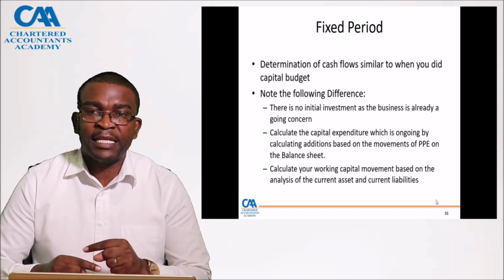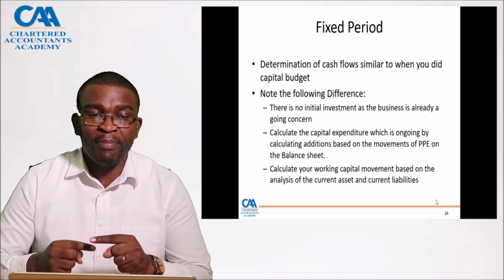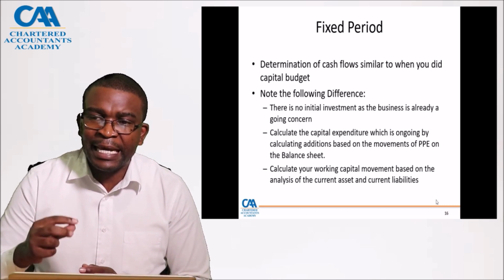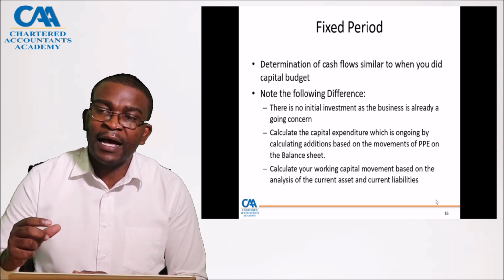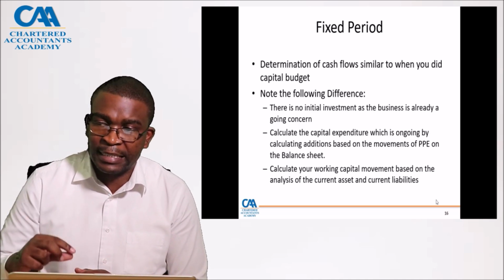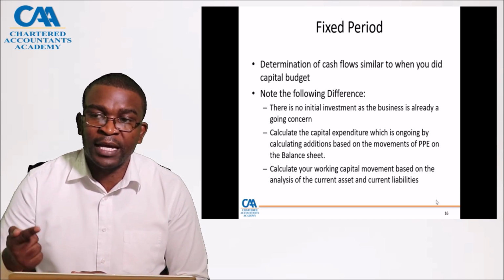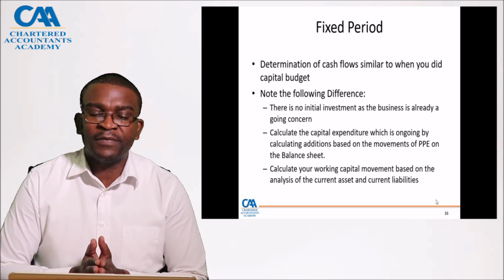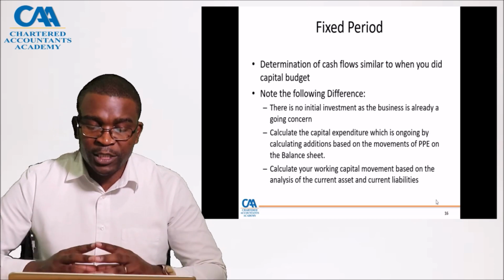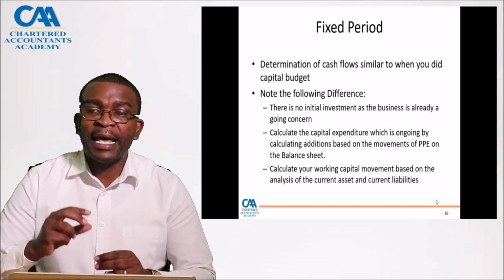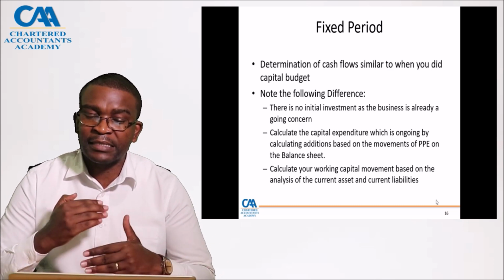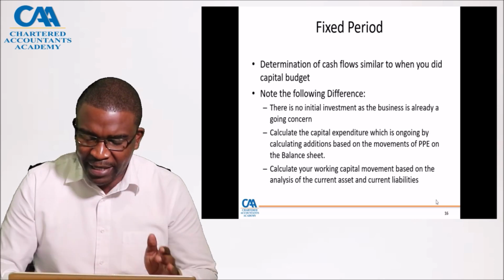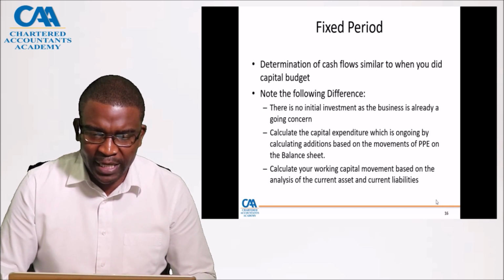However, the expectation is that the business will always be replacing and expanding on its capital projects. So you can calculate the yearly additions into your fixed assets by doing a PPE reconciliation. This will give you the disposals and it will give you the additions, and these are cash flows that you need to include. Another very important difference is you're not going to get an investment in working capital, but you need to analyze the movement in working capital, that is your current assets and current liabilities, and be able to say what is the movement on a year-on-year basis. And that becomes your cash flow.